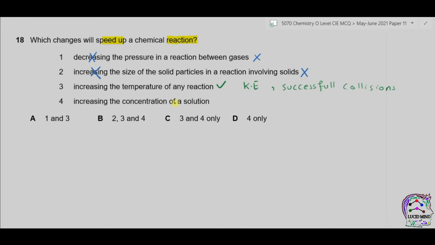Part 4, increasing the concentration of solution. This is also true for faster reaction because increasing the concentration increases the number of particles. So therefore, when particles increase, the chances of successful collisions also increase. Statements 3 and 4 are correct. Answer is C.